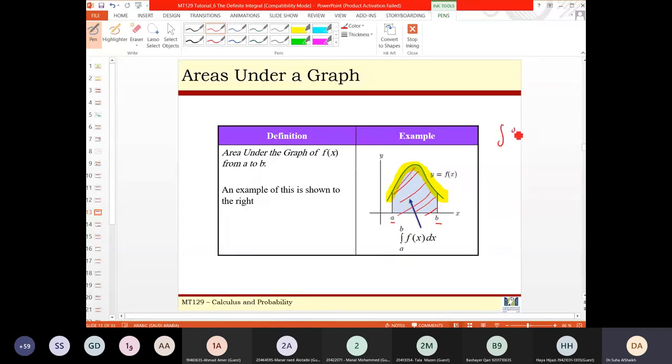Of course, we now talk about how to integrate a function f of x dx, but what does it mean when I say from A to B? Okay, this is the bounded integration, or what we call the definite integration, and this will be our next point.